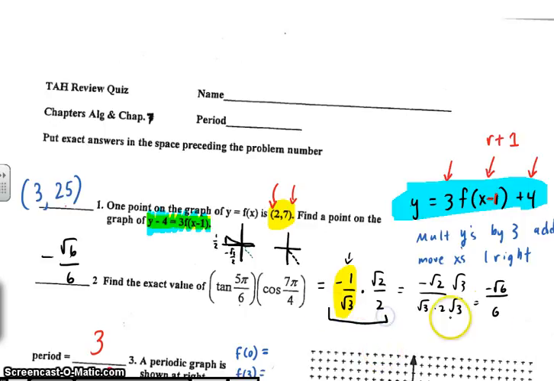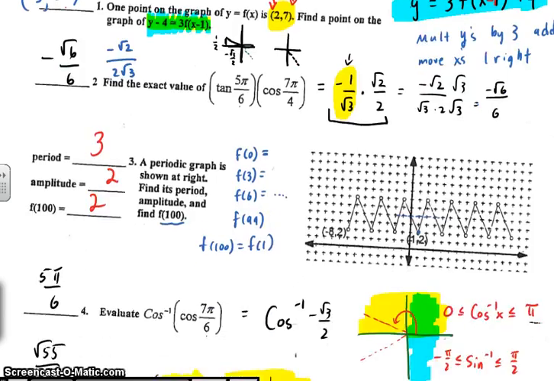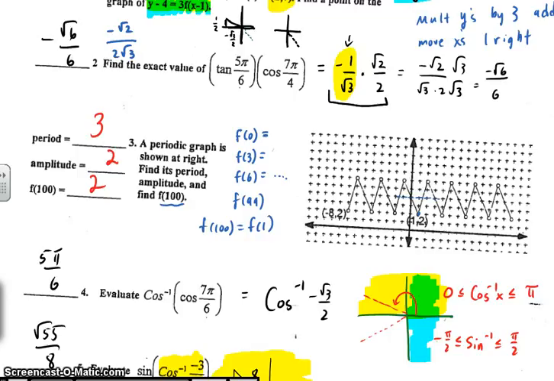Okay, so if you take this expression, you do some stuff to it, you end up with negative root 6 over 6. And really, if you would have put negative root 2 over 2 root 3, that would have worked fine as well. Okay, next one, just about periodic functions.